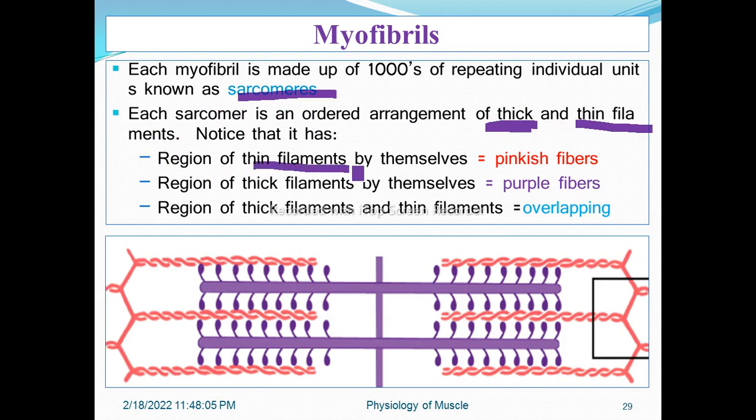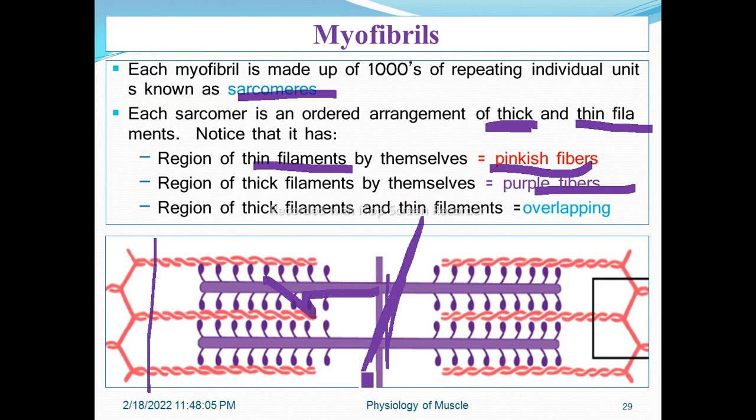So the thin filament is the pinkish color, and the thick filament is purple. Here the thick and thin filaments overlap. This is the area of overlap between thin and thick filament. By the way, from this one up to this one is known as the sarcomere.